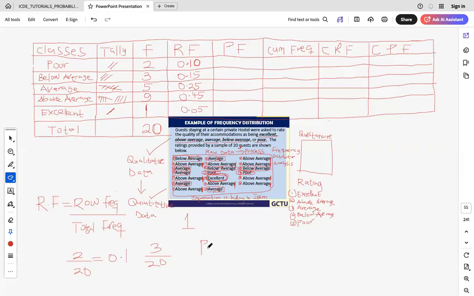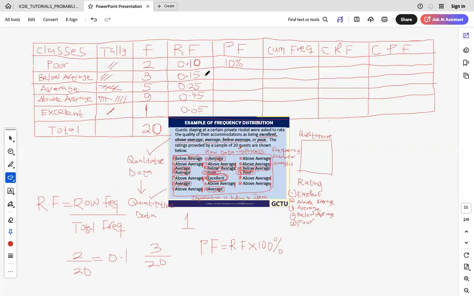PF, the formula we wrote today, we said it is the RF you have just gotten. Just multiply the RF by 100%, and then you get a PF. So the first one, when I take 0.10 and I multiply by 100%, I'm going to have 10%. For the first one, I'll have 10%.